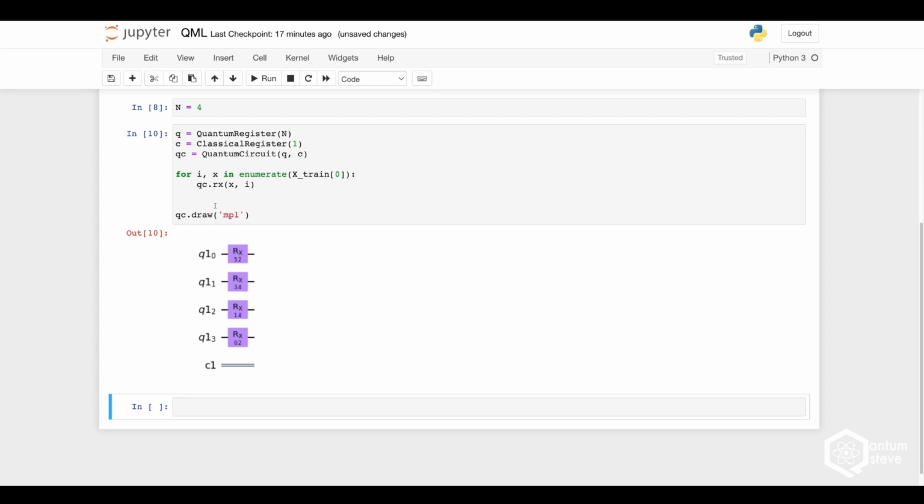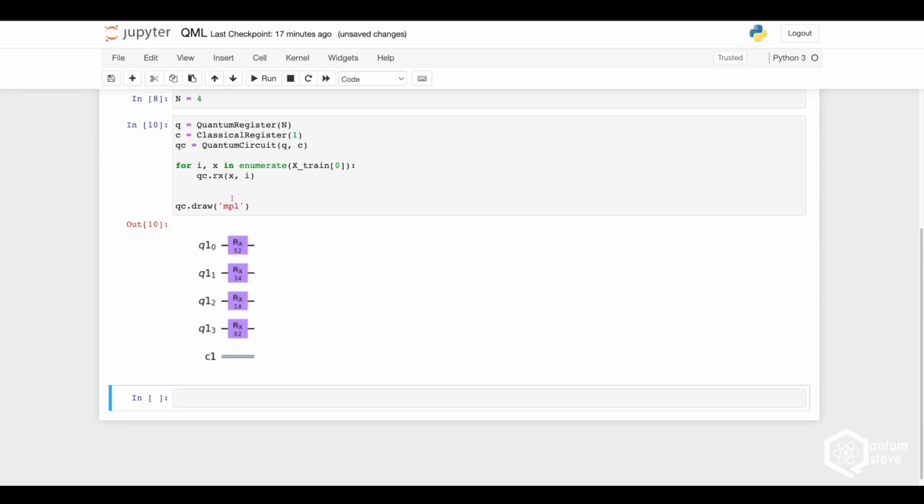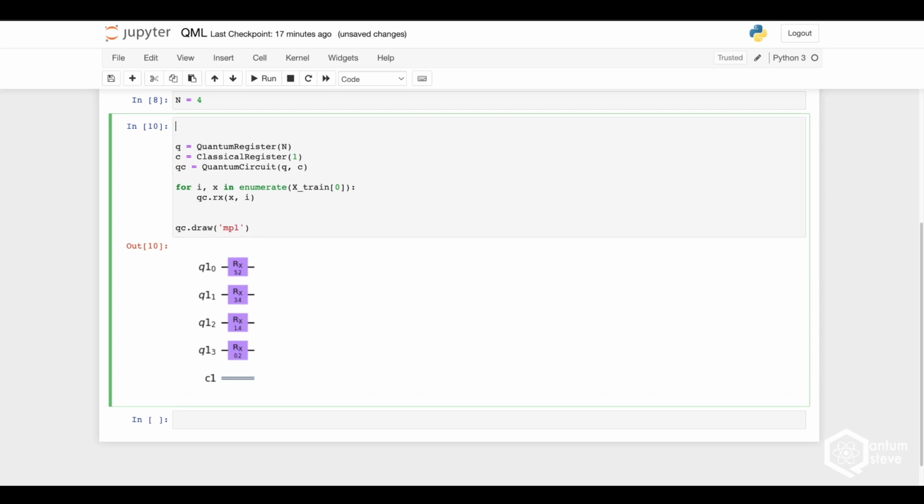So obviously this can be done in more complicated ways. Rotating the qubits is really just the simplest way of getting the data onto the quantum processor. And this process here is called a feature map. So I'm now going to be putting this thing into a function called feature map, such that we can map generally any data onto the quantum processor.